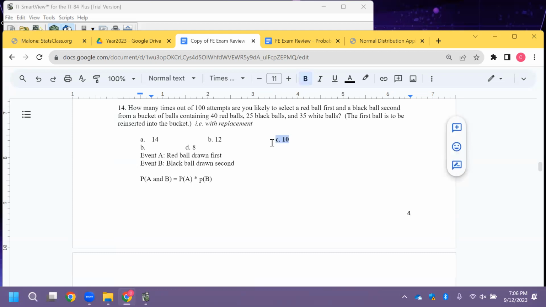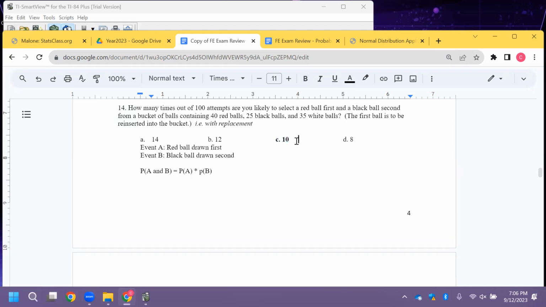Answer for that one is C. So I thought that was going to be a little bit more interesting than just multiplying. When the events are independent like that, you get to multiply those two events together.